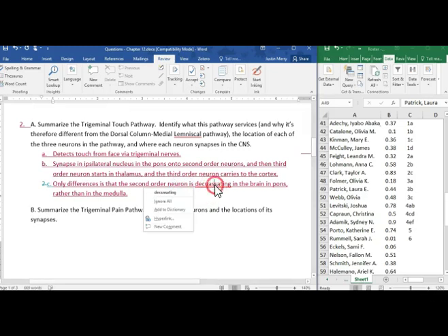Let's try to get B in. I think we can do that. Summarize the trigeminal pain pathway. So this is pain instead of touch. What's going on with this one? This went to who? Anna.